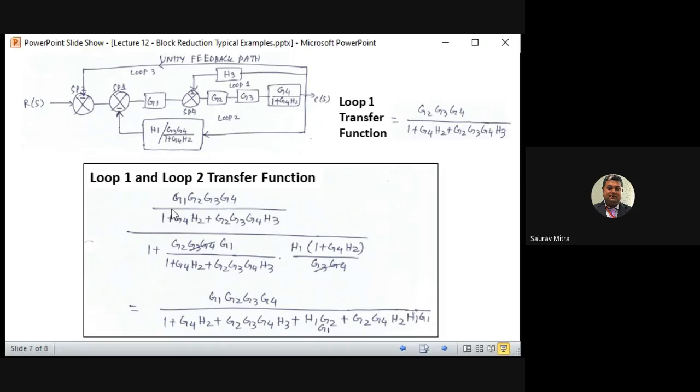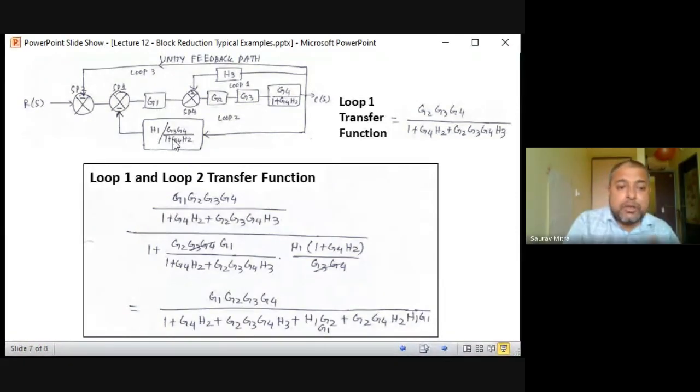So that is the numerator divided by 1 plus. Why 1 plus? Because it's a negative feedback. So 1 plus this whole thing multiplied by this feedback gain. What is the feedback gain? H1 by G3, G4, and whatever is written here will again get multiplied with H1. So it is H1 into 1 plus G4 H2 divided by G3, G4. If you do that, the G3, G4 part gets cancelled, and the numerator and denominator both have the same denominator, that is 1 plus G4 H2 plus G2, G3, G4 H3, so they get cancelled.